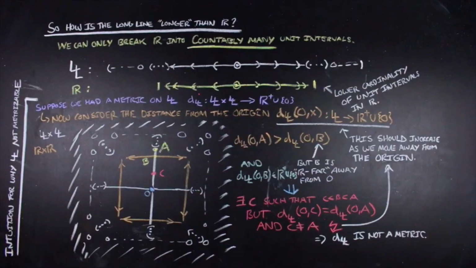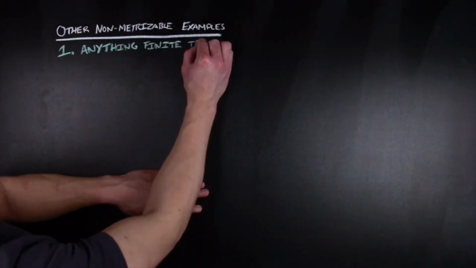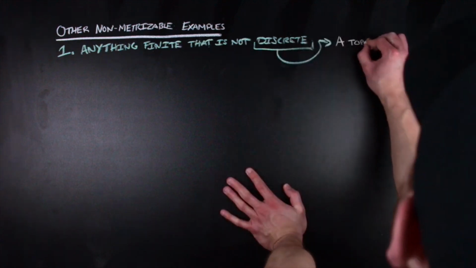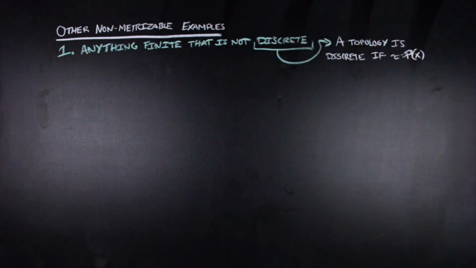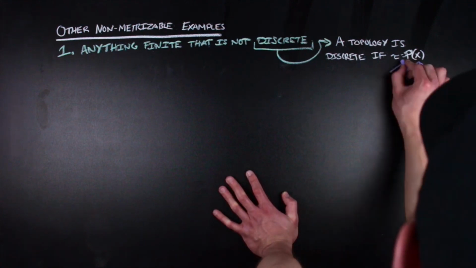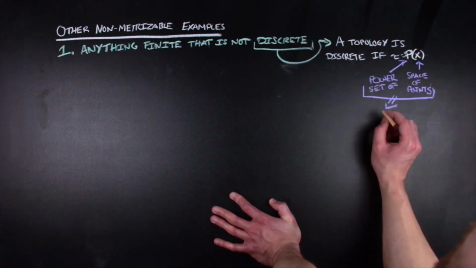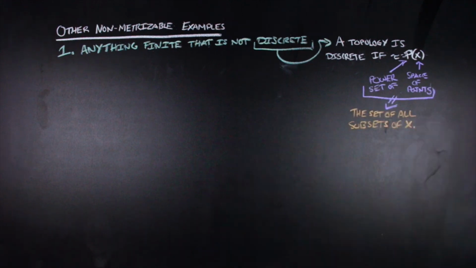Okay, so the long line gave us an example of a non-metrizable space where we couldn't force the long line into this weird state of having a metric, or at least there wasn't an obvious way to do that. The next two examples I'm going to go over sort of have a way to make a metric work on them. Our first example will be anything that is a finite topology that is not discrete. And so what discrete means here is that a topology is discrete if that topology is just the power set of your space, where the power set is just the set of all subsets of your given space of points.